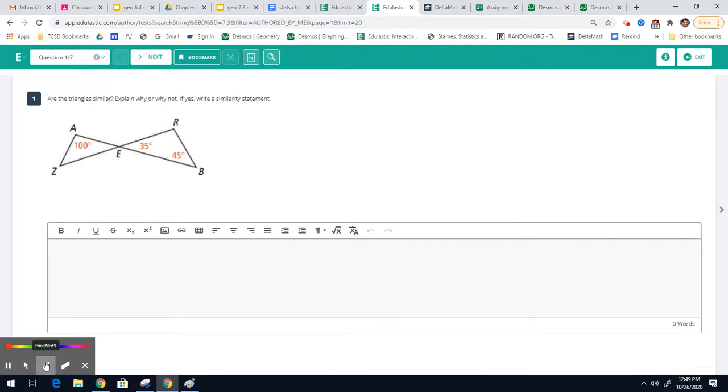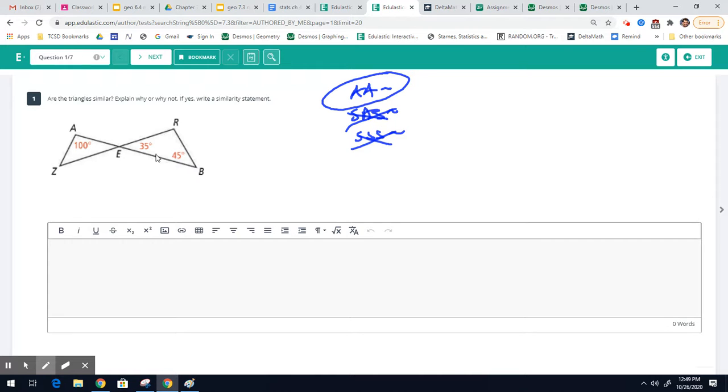So we have to understand that there are three ways to prove triangles similar: angle, angle, side, angle, side, or side, side, side. Now, if I look at this picture, notice that the only three numbers I see are degree measures. So I'm thinking that angle is my best bet, not these two. So are there two angles congruent between these two triangles? And if I look at these numbers, none of them are the same.